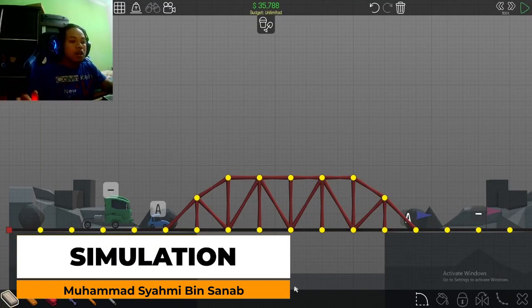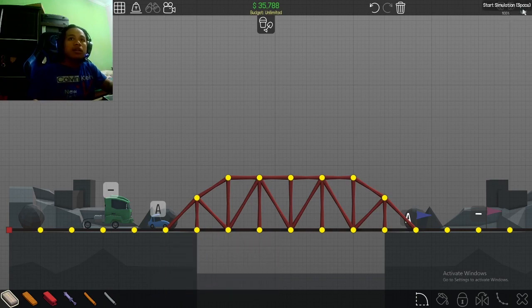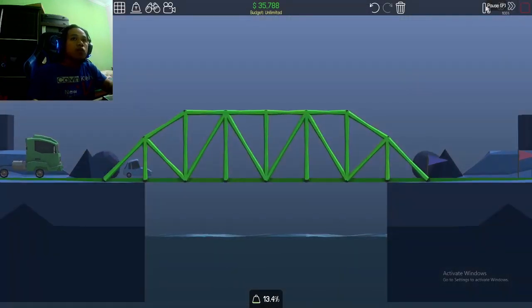Hi, my name is Muhammad Shami bin Sanam, and today I will be presenting the simulation of our truss. The simulation is to simulate the real life situation of the bridge under the load. First, let's see the car. The car is weighing around 1.2 tons. Notice that the force exerted on the bridge is around 3 members and the load is 20%.